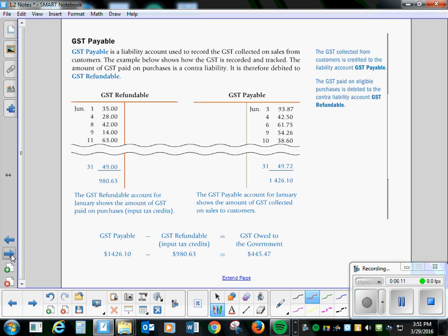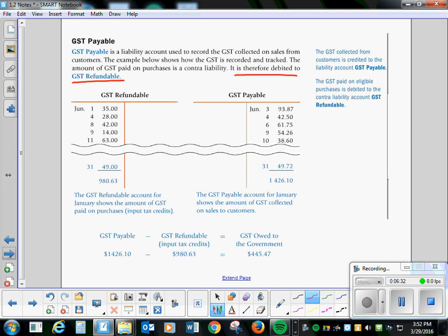So GST payable is a liability account used to record the GST collected on sales from the customers. The example below shows how the GST is recorded and tracked. The amount of GST paid on purchases is a contra liability. It is therefore debited to GST refundable.